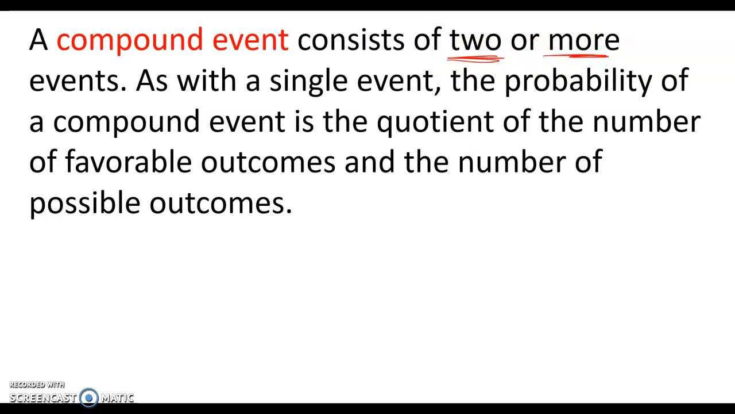As with a single event, the probability of a compound event is the quotient of the number of favorable outcomes and the number of possible outcomes. So you'll still end up with a fraction, change it to a decimal or a percent.